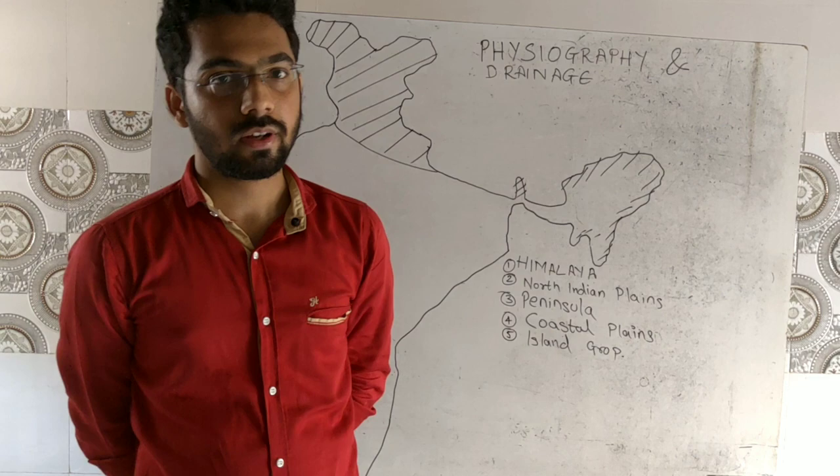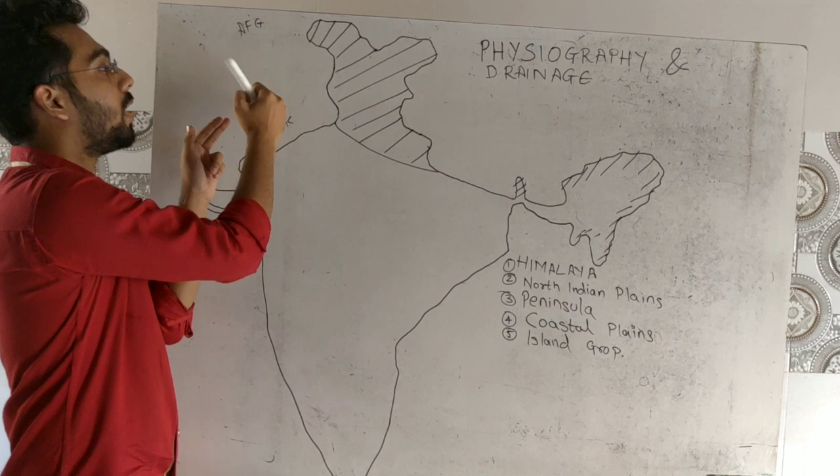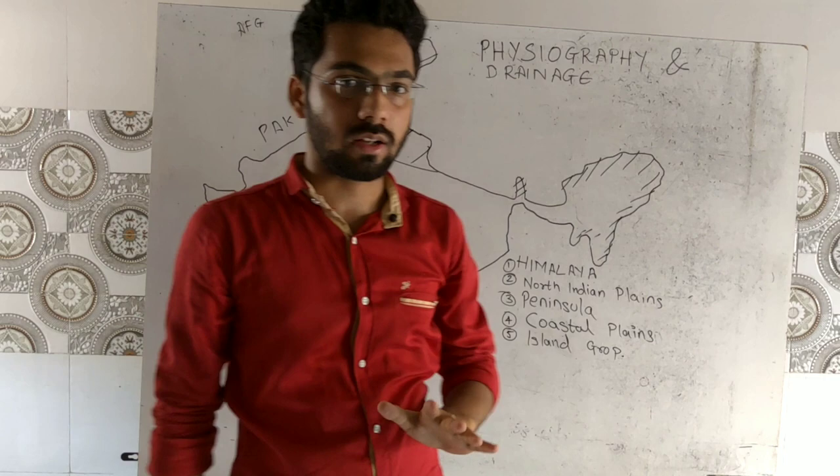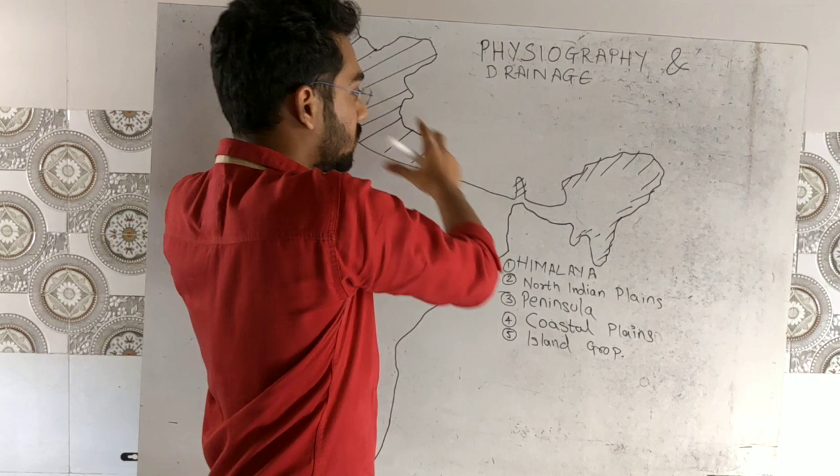The Himalaya extends from Pamir Knot. Where is Pamir Knot? I will make you understand. See, India is here; towards the west side is northwest Pakistan, and above Pakistan there is Afghanistan, and above Afghanistan there is a country named Tajikistan. From Tajikistan the Himalaya extends towards the east. It starts from the Pamir Knot in Tajikistan and extends towards the east. So this is the starting point of the Himalaya.